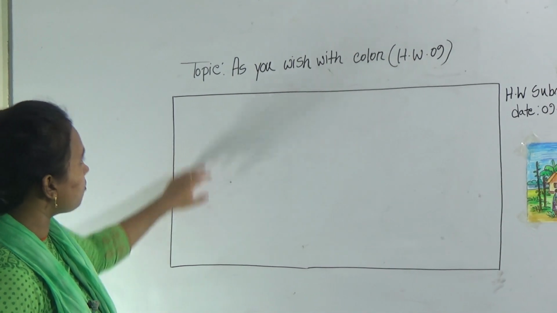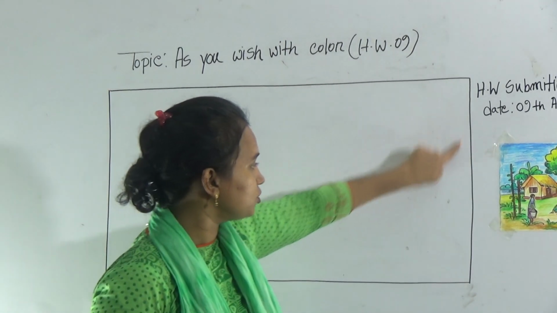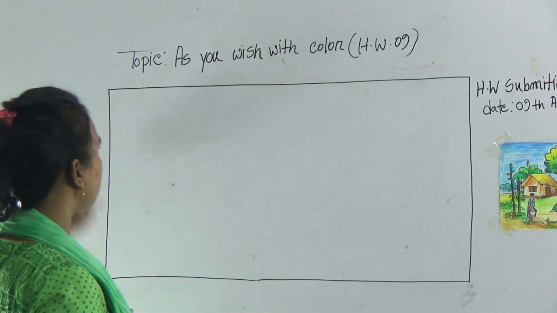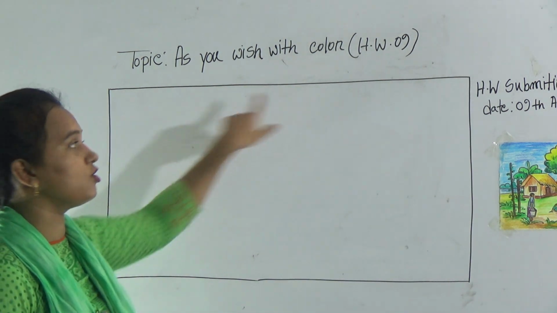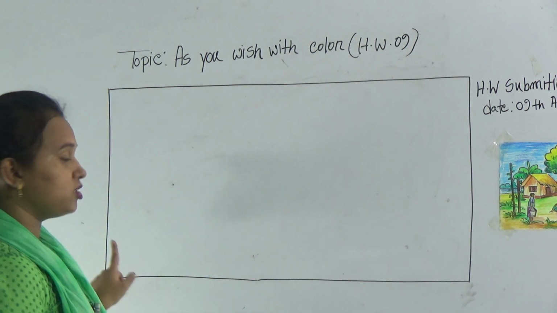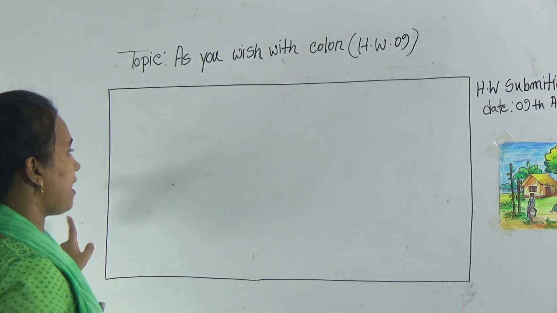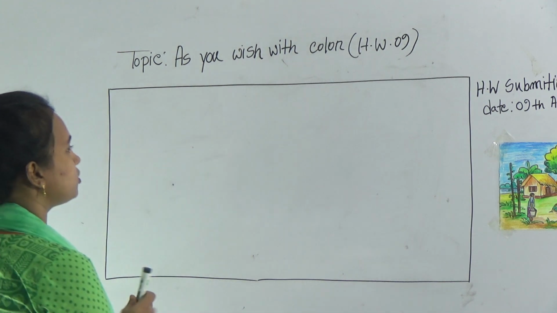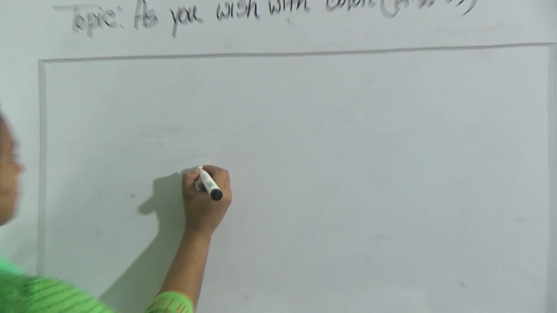Listen, you all, listen very carefully: you won't make this border line or box on your copy. Suppose this is your copy, okay, you won't draw this box on your copy. I have repeated it two times so that you should remember this. So dear student, look at the board.